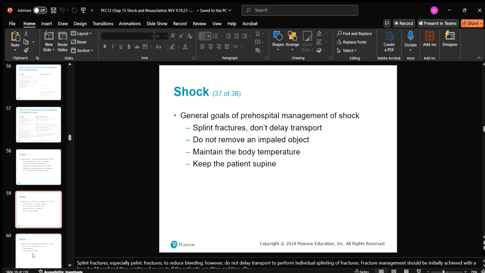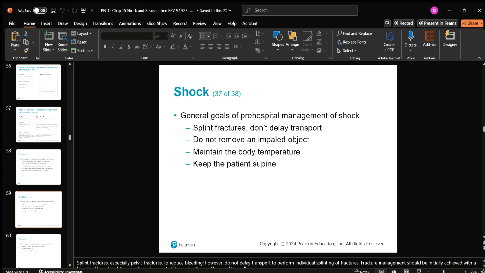Some other things we can do. Splint fractures, but that's not our biggest concern. Transport is going to be our biggest concern. We don't remove impaled objects unless what? Unless it's in the chest and we can't perform CPR, or if it's affecting our airway. There's only 2 times that we remove an impaled object. In the chest, obviously, it's a lot more dangerous to do so. But if we're doing CPR, that means they're apneic and pulseless, so they're already technically dead. So do what you gotta do.